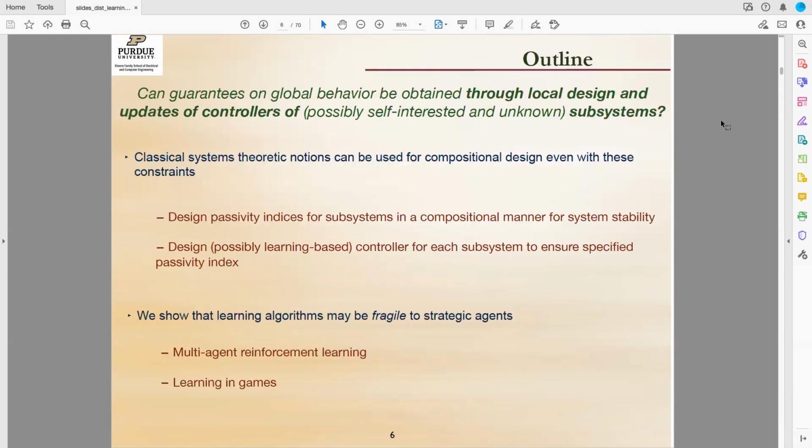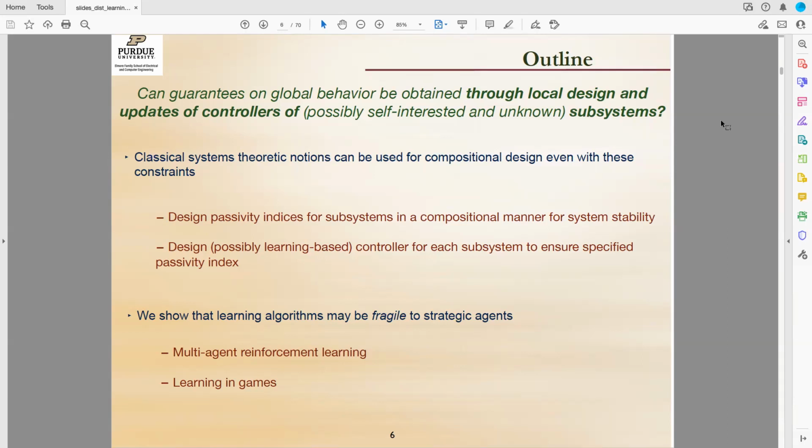Okay, so this is the outline. I'll talk about two sets of results. The first set of results is more towards my roots as a classical control person. I'll show that system theoretic notions that are classic in some sense, in this case dissipativity and passivity, which shape the energy profile of a system, can be used for this compositional design that is local and does not require knowledge of the entire system, even with the constraint that we want the design to be local.